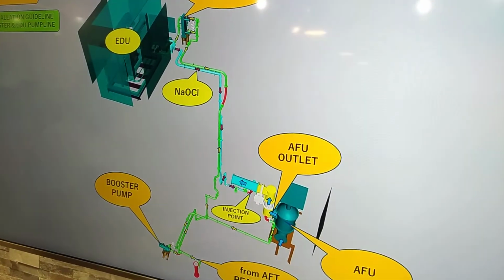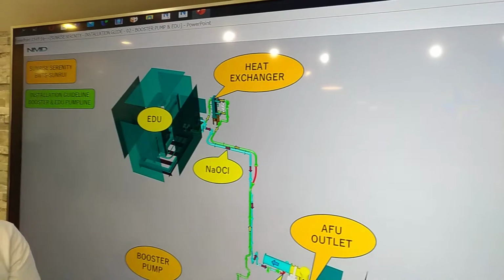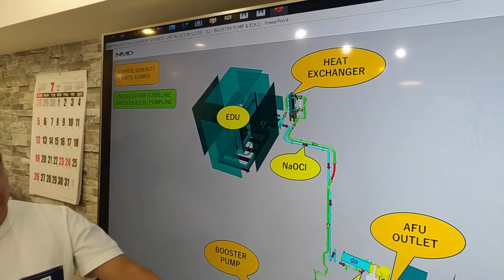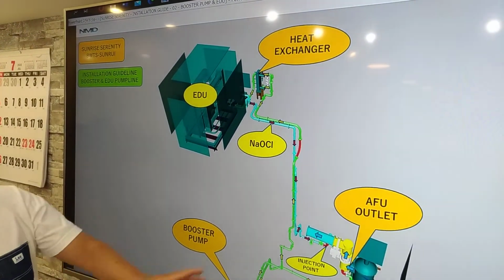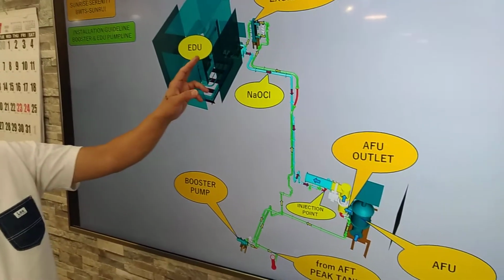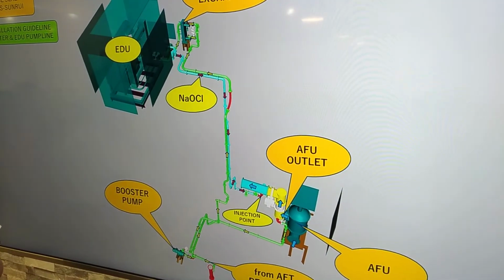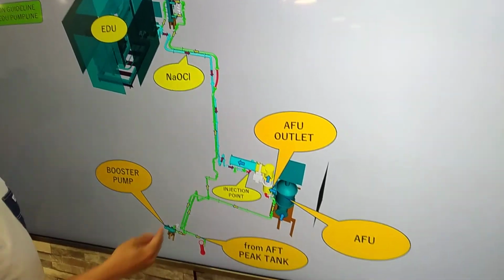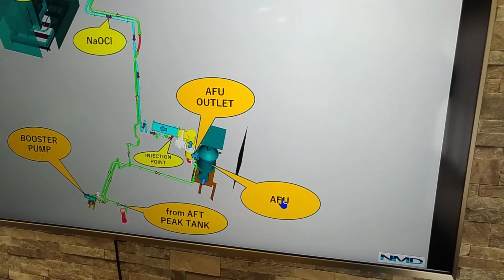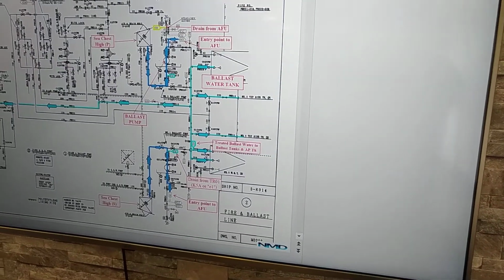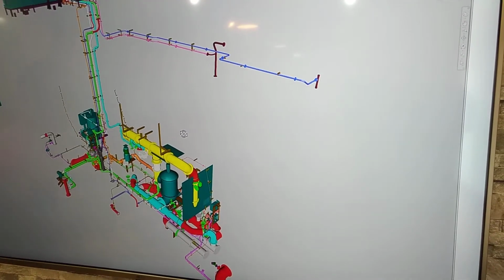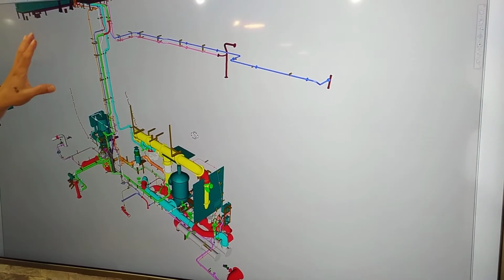So now we go with the formation of the sodium hypochlorite. From here, we separate only the pipes from the booster pump going to the EDU and then going to injection. First is with the 3D. We go back with our 3D now. This 3D is a little bit complicated, as all the pipelines are there.